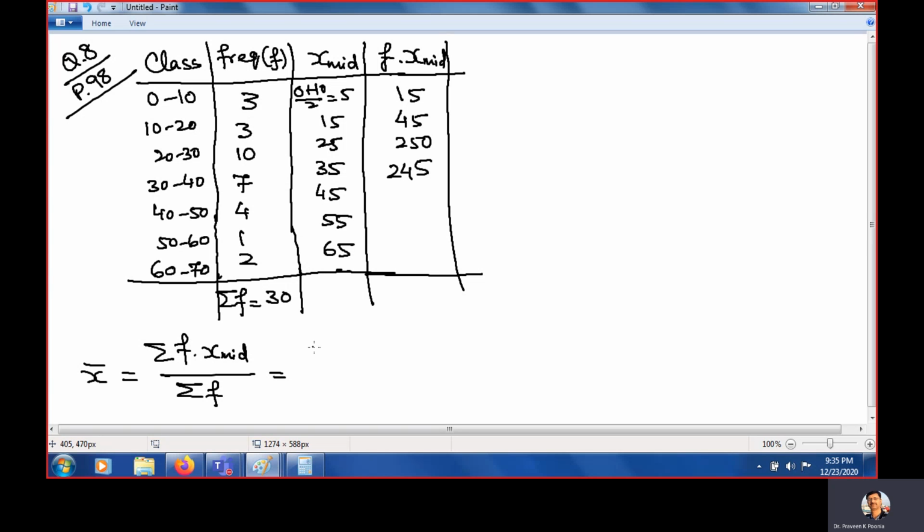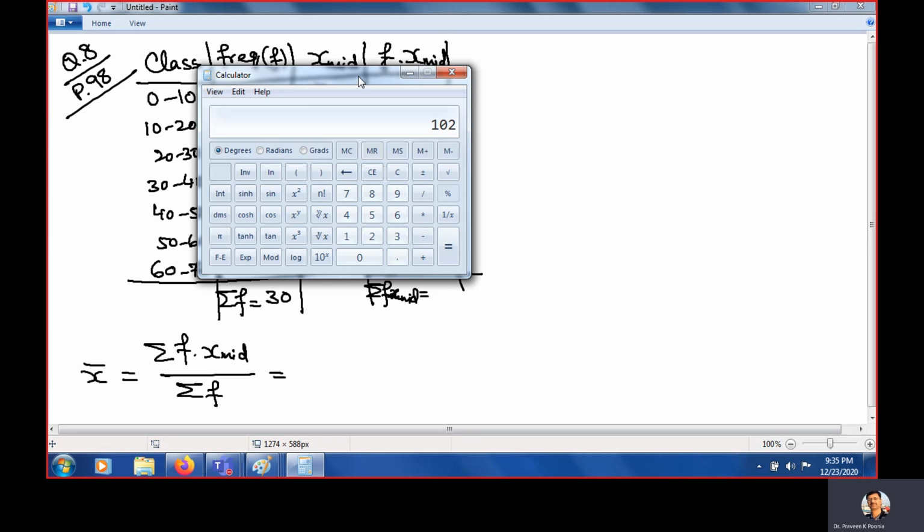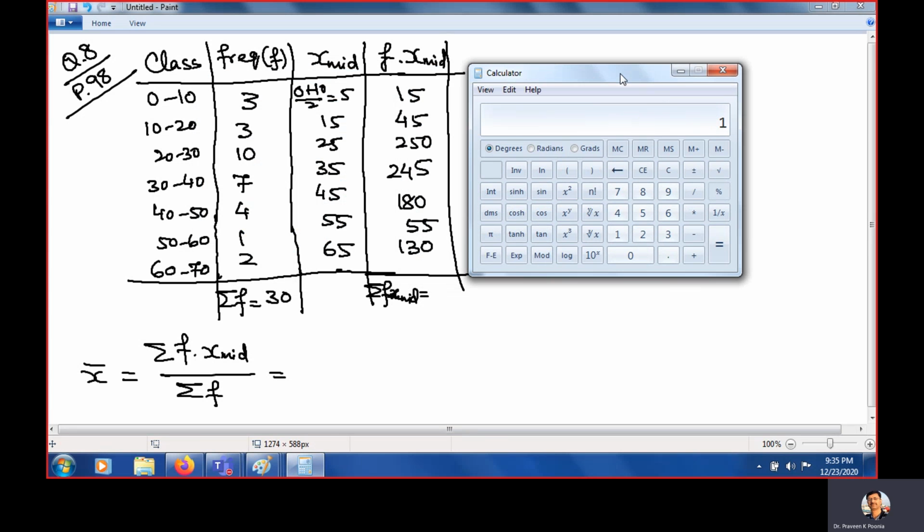It is 245, and 45 times 4 is 180, 5 times 11 is 55, and 65 times 2 is 130. Now you need to find this sigma f x mid, and that will be equal to 5. We can use the calculator.